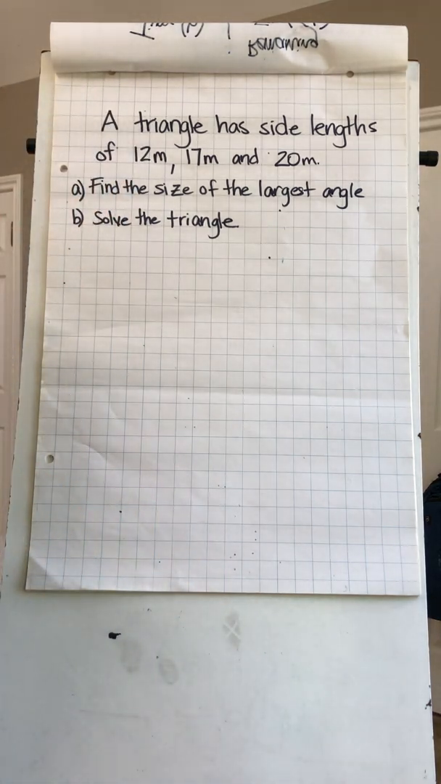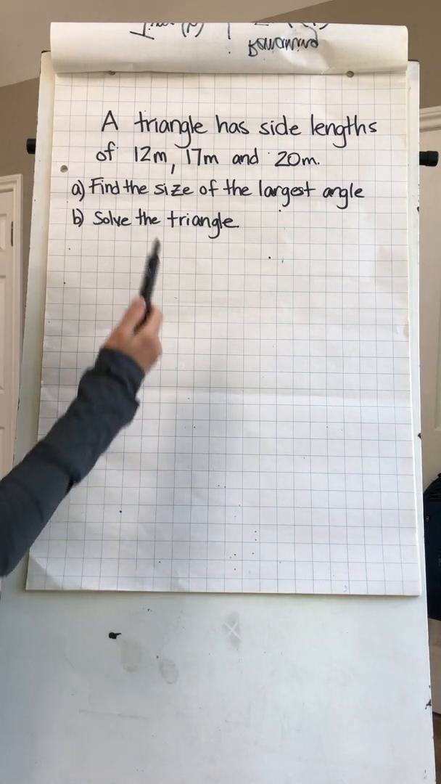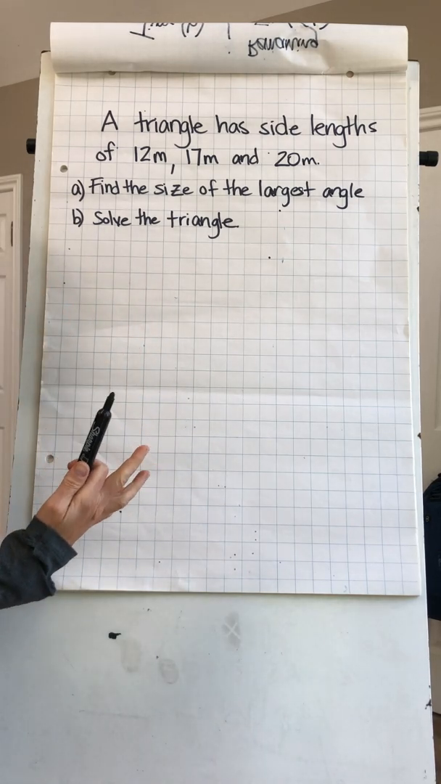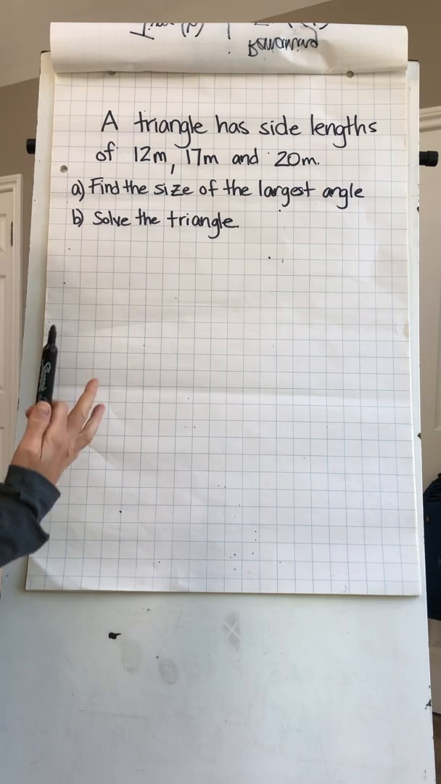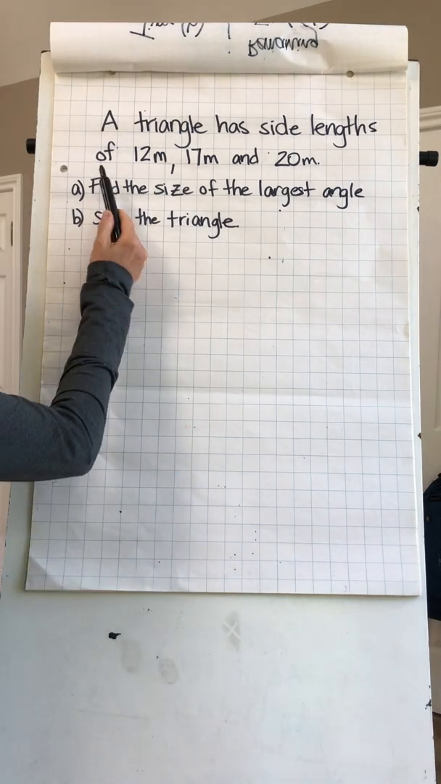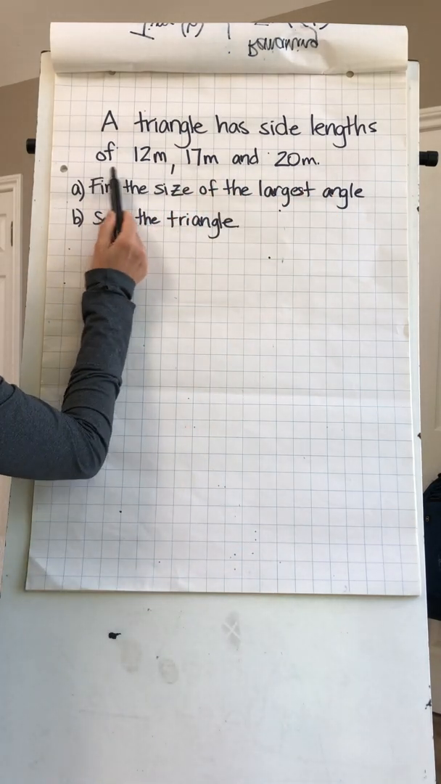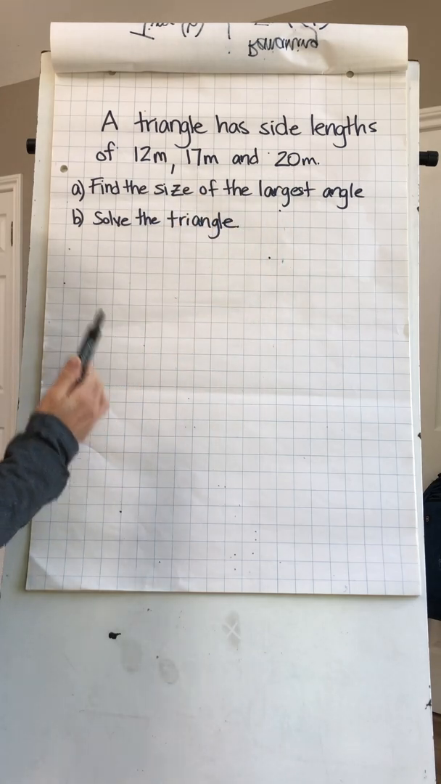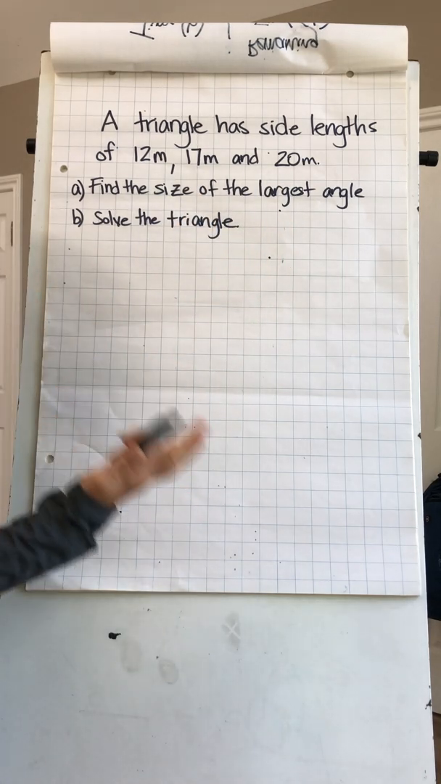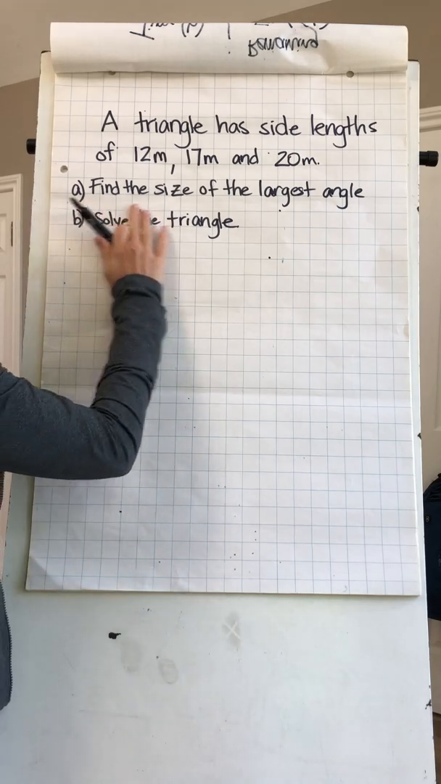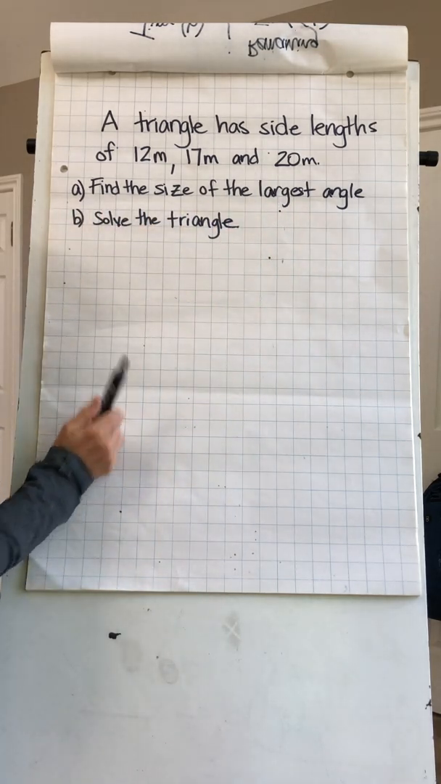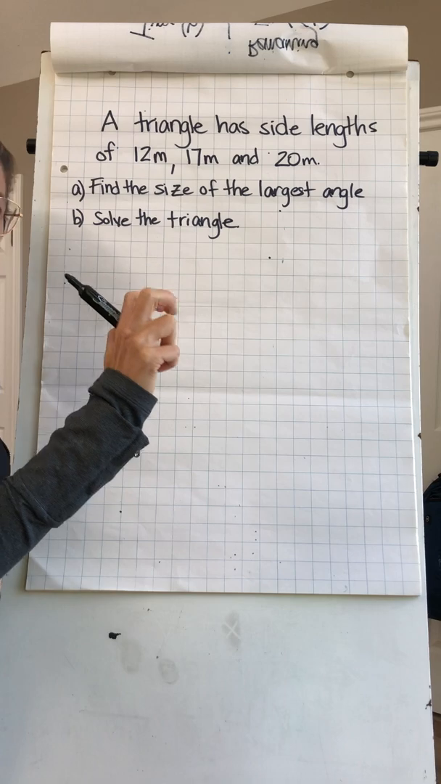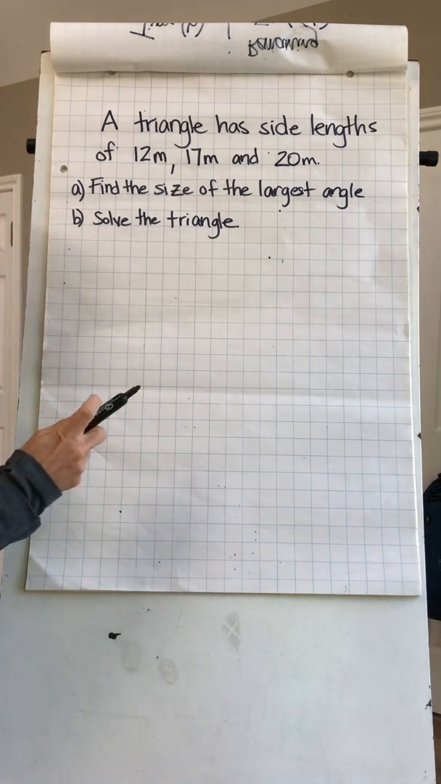So here's a really great question. It incorporates a lot of different ideas, which I'd like you to think about all in one. A triangle has side lengths of 12 meters, 17 meters, and 20 meters. I'm not going to give you the diagram, I'm just going to tell you about it. We are going to find the size of the largest angle, and then we are going to solve the triangle.